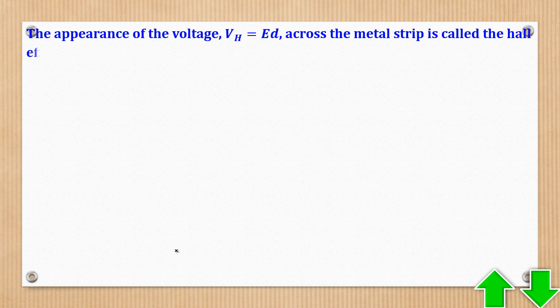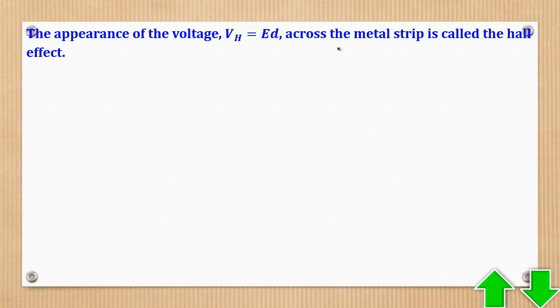Now let us see how we calculate the Hall voltage. The appearance of the voltage VH is equal to E D, the electric field intensity times D. How does it come about? Because we know that E is equal to V over D, meaning that when I make V the subject, the D goes to this side to come up with E times D.